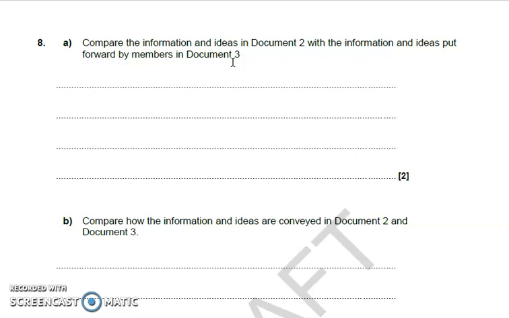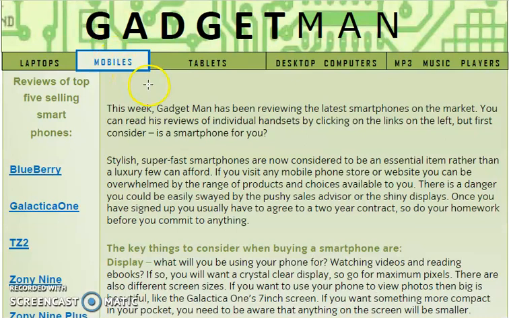Now, what they'll usually do after that is also ask you how the writers of those two documents get across their ideas and information. And you'll note here that it's not talking about the information ideas itself. They're not interested in the points and the ideas that the authors are making. They're interested in how the authors use language to get across their ideas. So what you're looking for isn't the information ideas itself, but how that's gotten across.